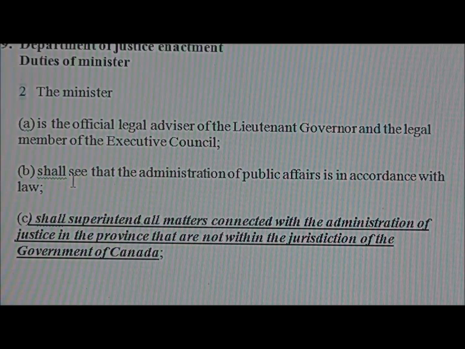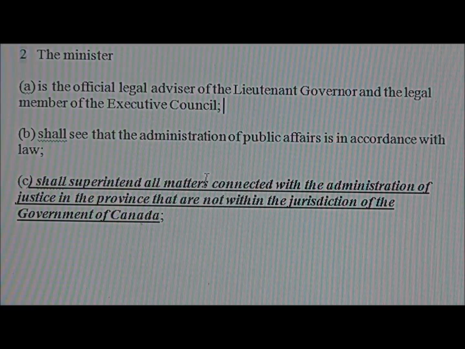Now, the provincial attorney general shall see that the administration of public affairs is in accordance with the law, and shall superintend all matters connected with the administration of justice in the province that are not within the jurisdiction of the government of Canada. So again, we see the distinction. The federal attorney general of Canada has powers to deal with the administration of justice if the problem is not under provincial jurisdiction, and the provincial attorney general has powers to deal with the administration of justice if the matter is not under the control of the government of Canada, meaning the federal attorney general.